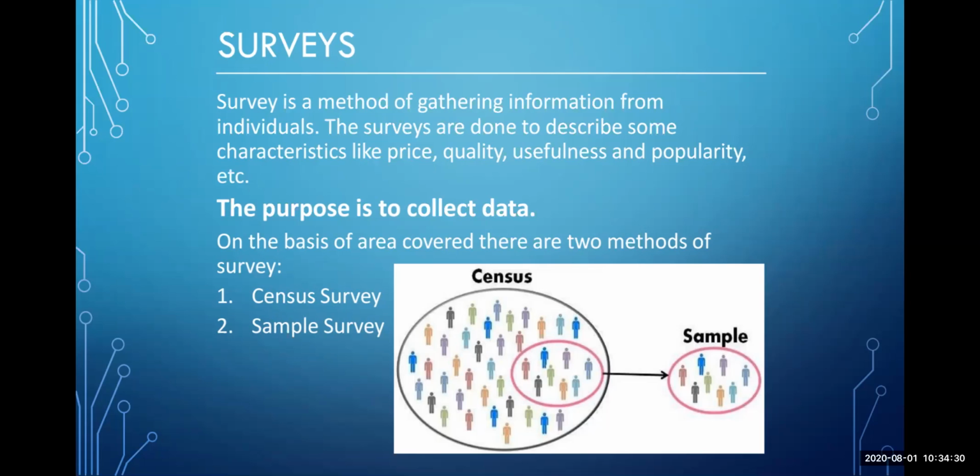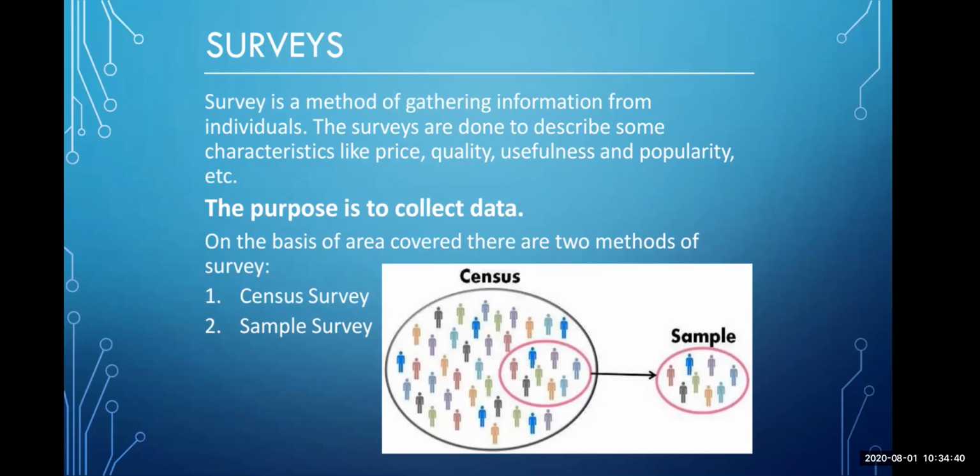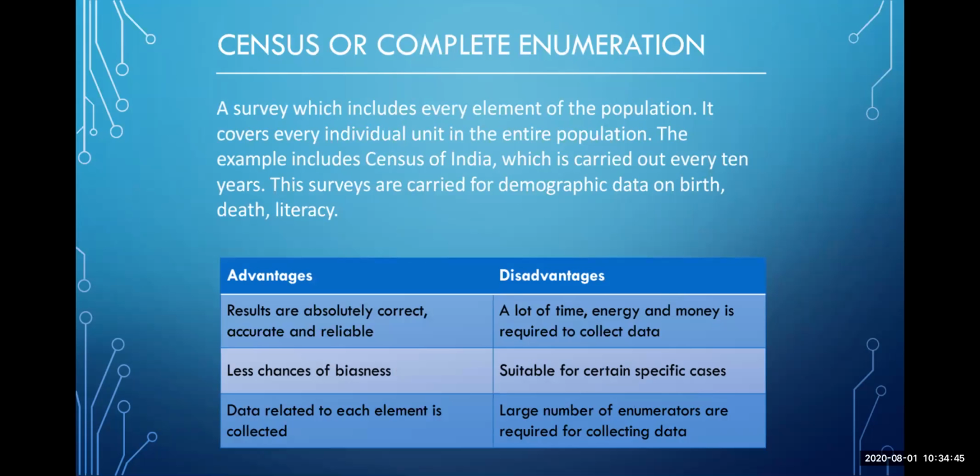So on the basis of area covered, we can say that there are two methods of survey. One is census survey and the other one is sample survey. Now, when we say census, or census survey, or complete enumeration, it means that I'm including every element of the population. That is, it covers every individual or every unit in the entire population. The best example of census is when government officials come and conduct the census to collect the number of people living in India.